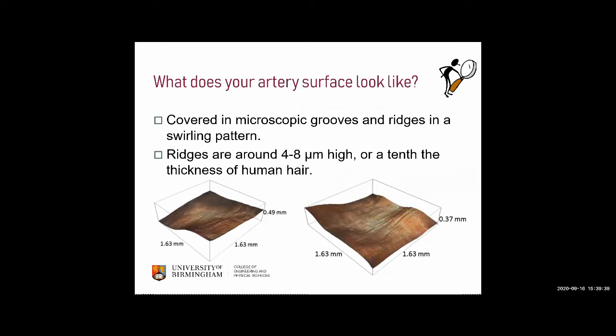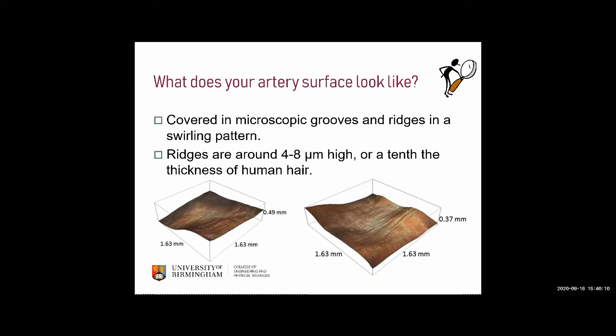Okay, so what does your artery surface actually look like? Well, it's not completely smooth, for one thing. If you zoom in close enough, you start to see in these bottom images, it's covered in small ridges in kind of a swirling pattern as it flows through the artery. So kind of in the same way a gun barrel might be rifled to smooth the flow of air over the bullet as it comes out, the artery surface is covered in these very small ridges as it flows along.